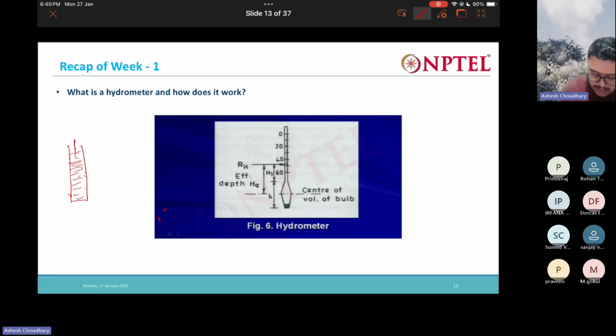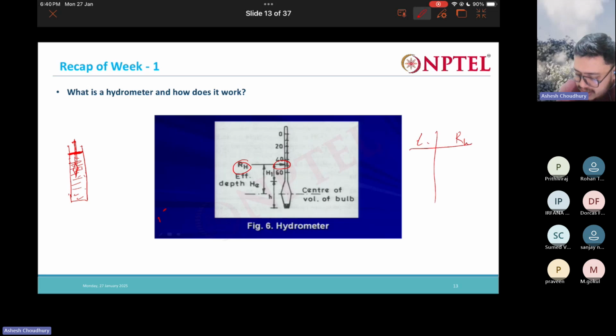So then we put the hydrometer here, and we take the reading at the neck. At this part we take the reading, that is the RH. This RH is nothing but the effective depth, and we keep on taking the reading. So we have time and we have RH.